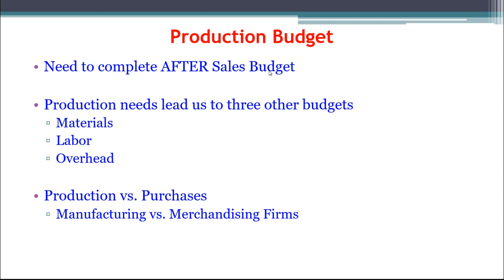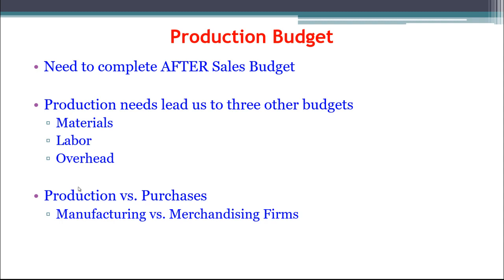So once we do the production budget, this is going to lead us to 3 other budgets: materials, labor, and overhead, that directly support production. Now, the other thing I want to mention here, I'm going down the path of a manufacturing firm. If we're talking materials, labor, and overhead, we're a manufacturing firm.